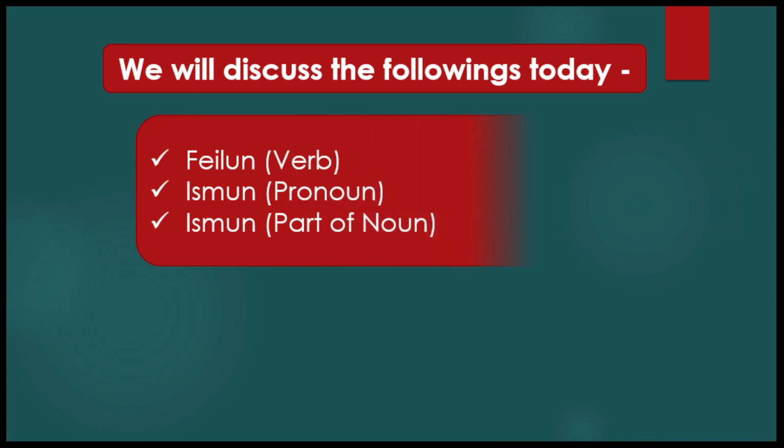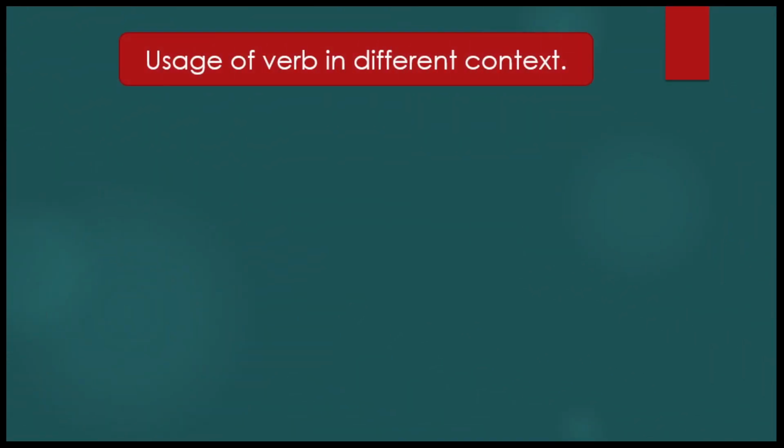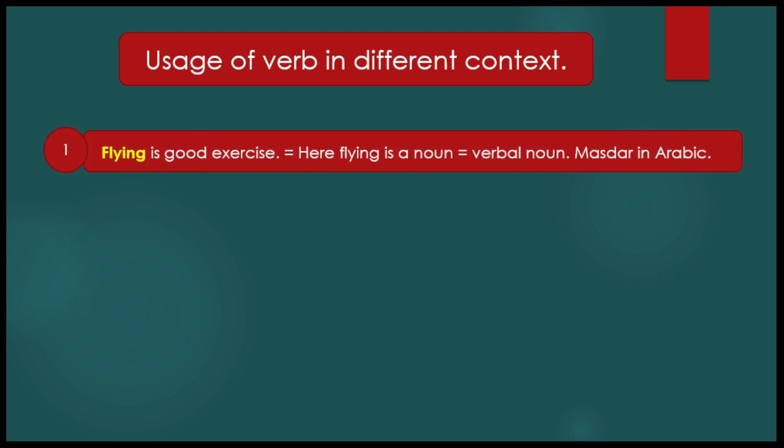In part 2, we will have Feilun, verb, Ismun, pronoun, and Ismun, part of pronoun. Before going to our main topics, let's see some examples in English of a verb. Like example number 1, flying is a good exercise. Here, flying is a noun. It is called verbal noun. In Arabic, it is called masdar.